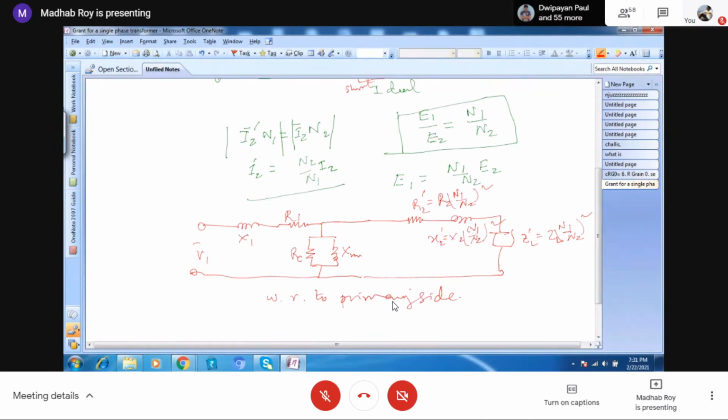That's another thing you can do. Similarly, by the same logic, you can transfer from primary to secondary also. So this is an exact equivalent circuit. Sometimes some approximation can also be done, and that gives another circuit. This is the approximate equivalent circuit, which is a very close approximation. So now this is the concept of the circuit.